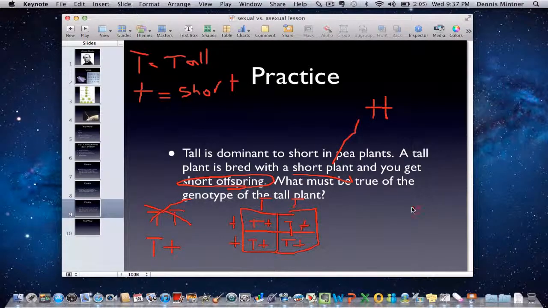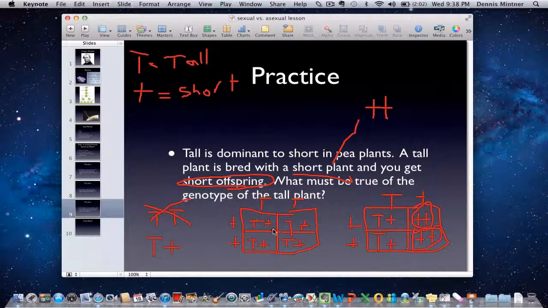However, let's check the other one. Big T, little t, crossed with little t. This one is big T, little t. That would be tall. This one's big T, little t. That would be tall. This one is little t, so I have a chance for short there. And this one's little t, so I have another chance for short. The odds of getting a short one is actually 50%.